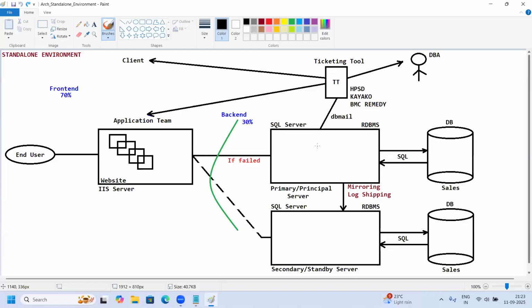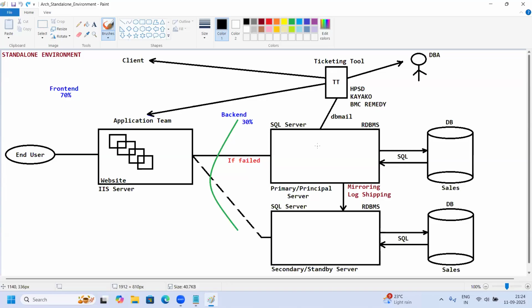Create what? A standby server, a separate machine. And even in that machine, you'll have a database. Now you have two servers: primary server, secondary server. And how do you link those servers? You are going to configure mirroring and log shipping between the primary server and the secondary server.